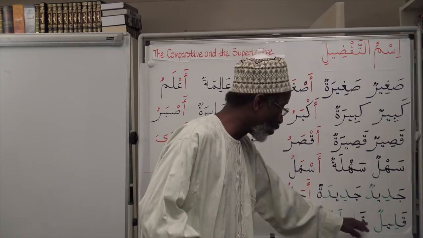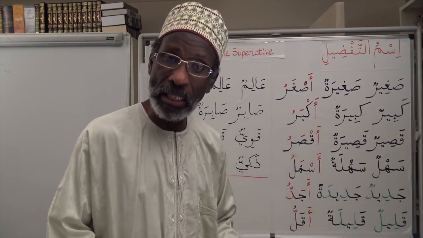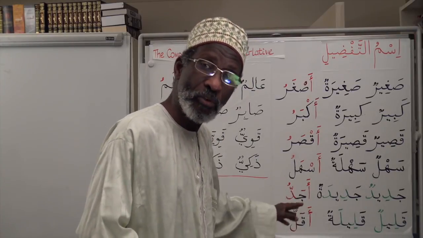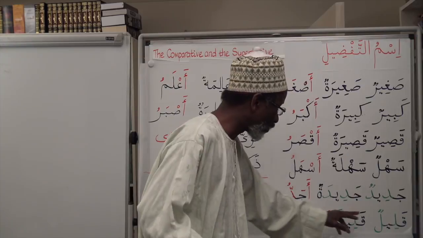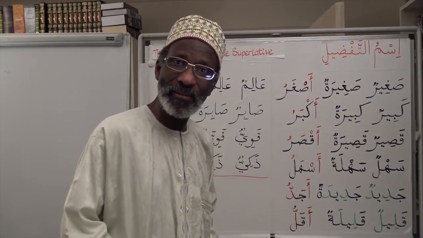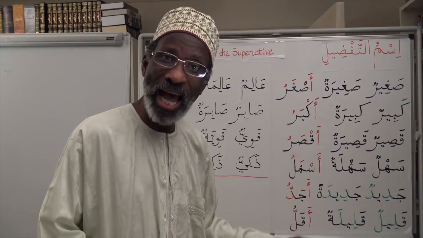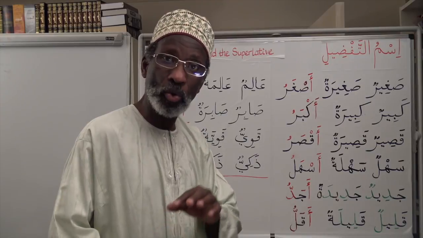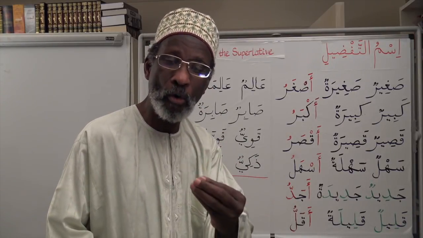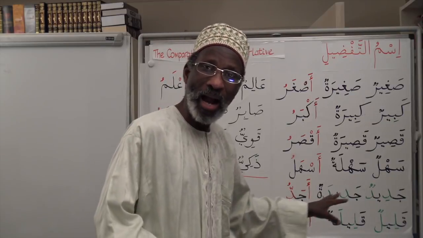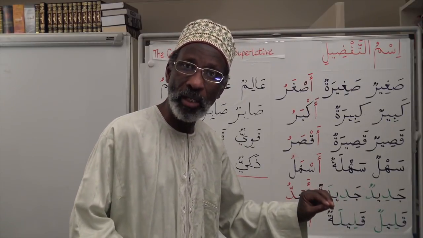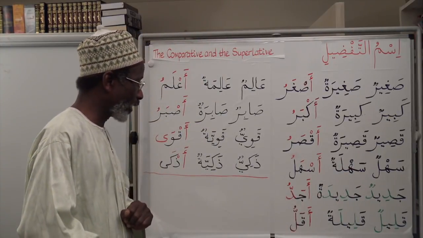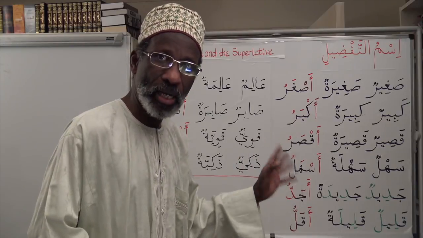Now let's look at qalilun and qalilatun. Qalilun means little, and aqallu becomes fewer, fewer than. So qalilun, qalilatun. You note that we have repeated the same letter in the second root and the third root. That's how you form your elative once you have the repeated letter in the second and the third root. There are many words like that, and anytime you see that, you will know this is the pattern.